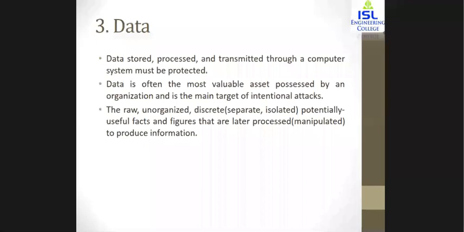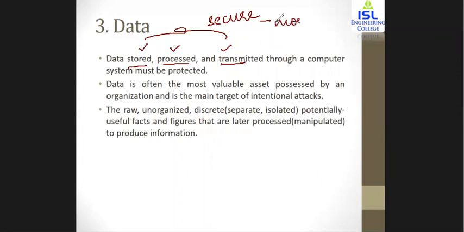The third component is data. Data can be used for storage, for processing information, or for transmitting through a computer system. When data is stored, processed, or transmitted, in all these three areas it is necessary that the data is secure. Data should be protected whether it is being stored, processed, or transmitted. Why should it be secured? Because data is the most valuable asset.